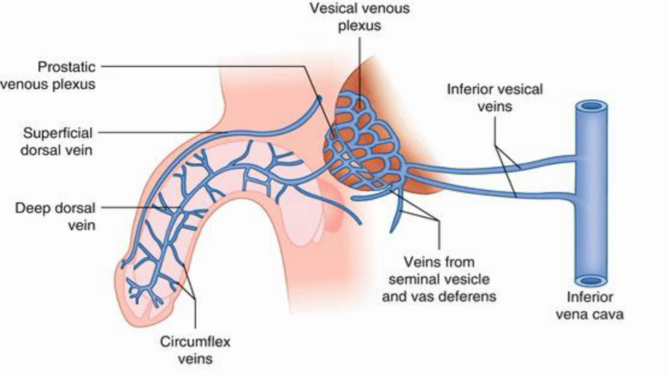In this picture you can see the venous plexus, the venous drainage of the prostate gland. As you can see, there is a vesical venous plexus and a prostatic venous plexus, and both of these plexuses drain the venous blood into the inferior vesical veins, which further drain into the inferior vena cava.